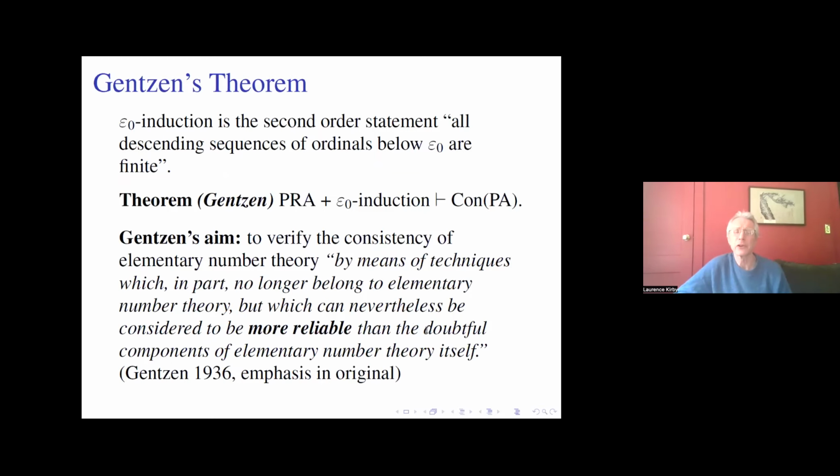Okay, so Gentzen's theorem, and again, some of you know far more about this than I do, but we can define epsilon zero induction to be the second order statement: for all descending sequences of ordinals below epsilon zero are finite. And Gentzen proved in effect that on a base of primitive or recursive arithmetic, epsilon zero induction proves Con(PA).